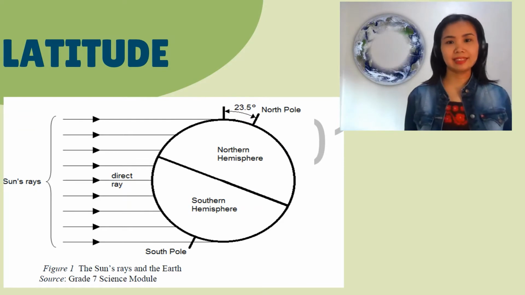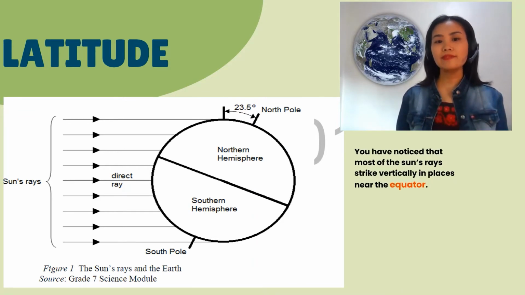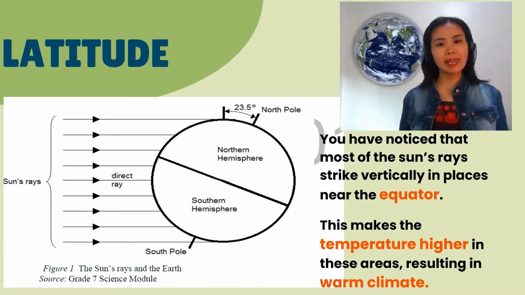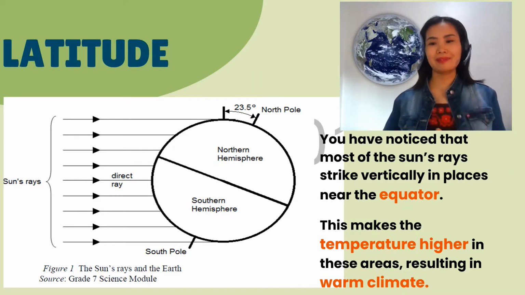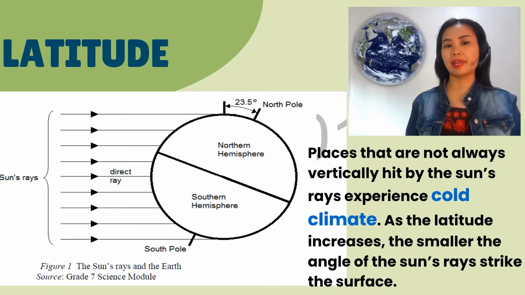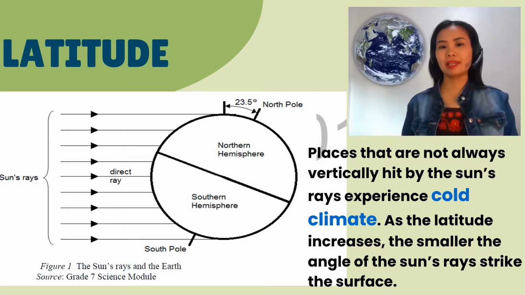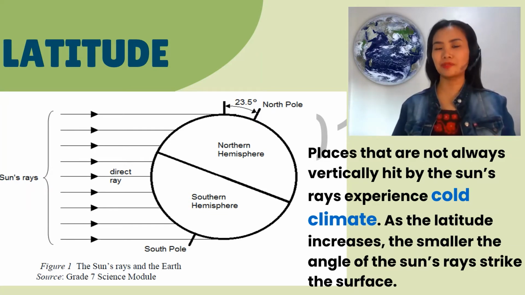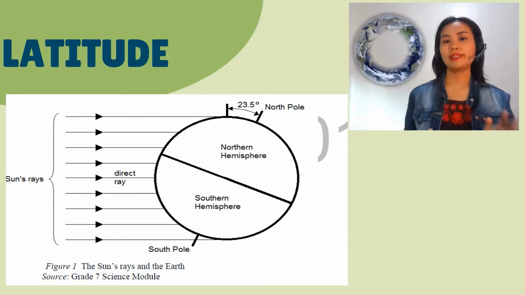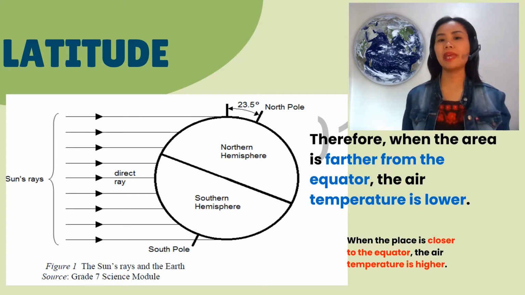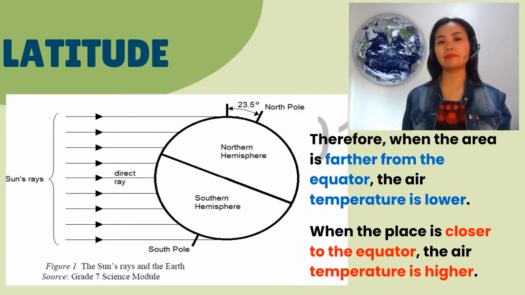You have noticed that most of the sun's rays strike vertically in places near the equator. And did you know that this makes the temperature higher in these areas, resulting in warm climate? Places that are not always vertically hit by the sun's rays experience cold climate. As the latitude increases, the smaller the angle at which the sun's rays strike the surface. Therefore, when the area is farther from the equator, the air temperature is lower. When the place is closer to the equator, the air temperature is higher.